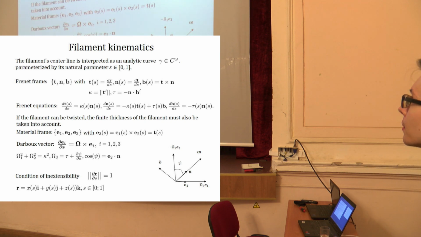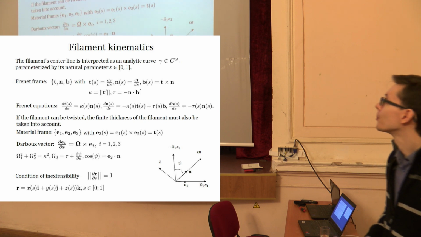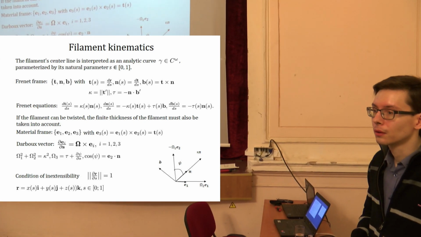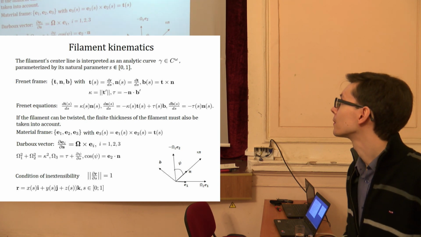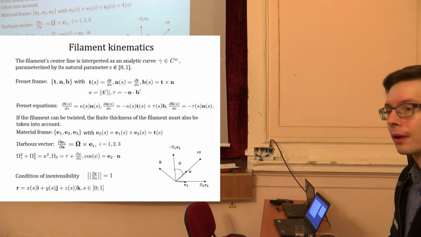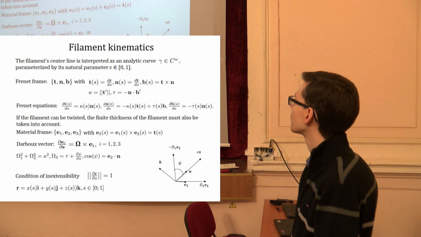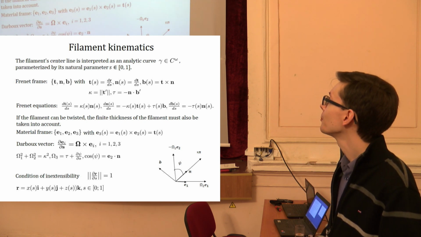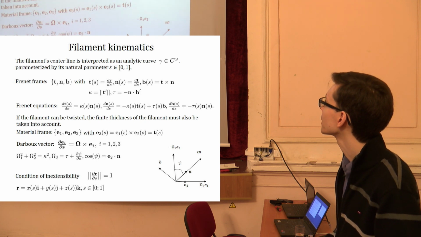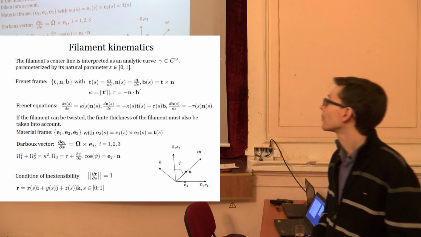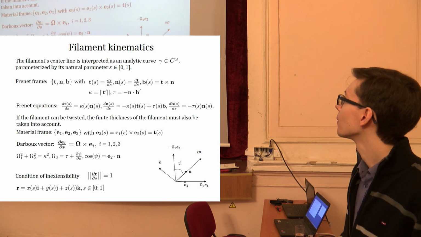These filaments are slender, therefore it is a natural choice to describe them as analytic curves, describing them essentially by their geometric center lines, and using the standard framework of differential geometry for that purpose. This naturally leads to the so-called Frenet frame, where the filament is completely characterized by its tangent, normal, and binormal vectors, and the Frenet equations that describe their relation to the curvature and torsion. These are the intrinsic properties of the filament.